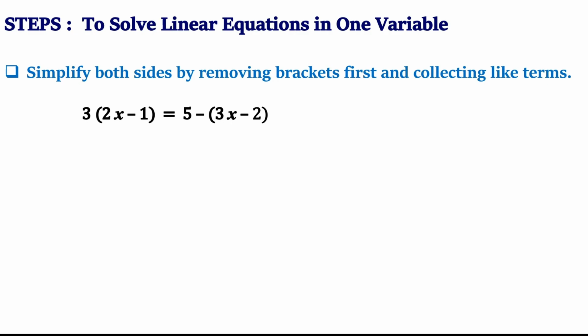Here we have a question. On the left hand side I have 3 into (2x minus 1). 3 is being multiplied with a bracket. Inside the bracket I have 2x minus 1, and on the right hand side I have 5 minus, and inside the bracket 3x minus 2. Now the first thing I will do is remove the bracket, but when I remove the bracket, I have to follow how to remove it and what change it will bring.